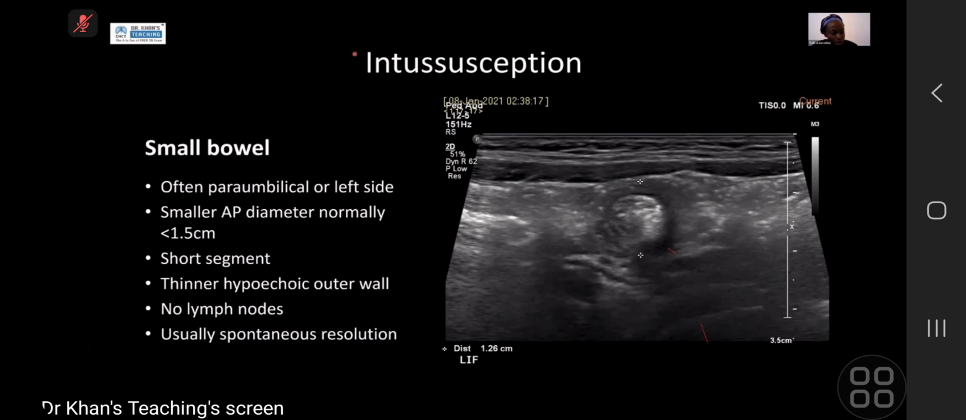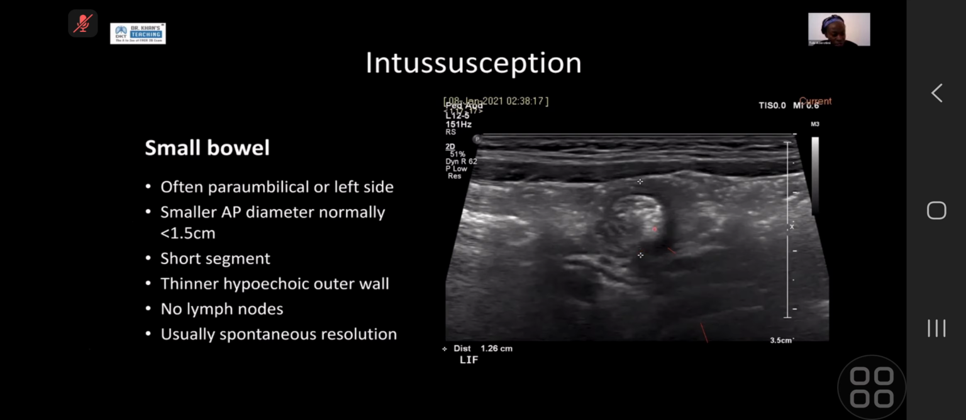So often when you're scanning, you can see a small bowel intussusception in the paraumbilical region or in the left side of the abdomen where you've got lots of ileal or jejunal loops. To help you differentiate between that and an ileocolic, normally the diameter on the AP, so on a transverse anterior to posterior measurement, is less than 1.5 centimeters, so they're smaller, and normally they're a shorter segment, and the hypoechoic wall is thinner because the small bowel wall is thinner than the colon wall.